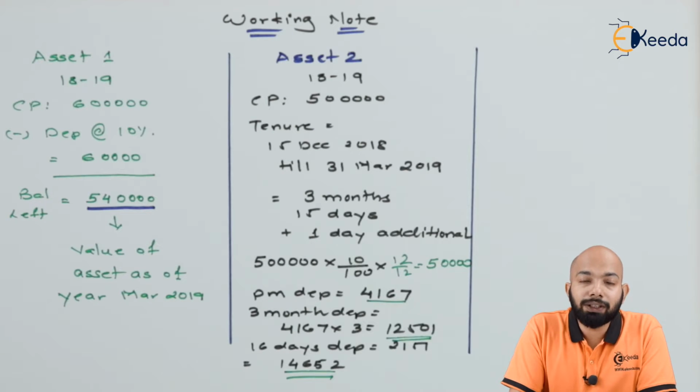Now the value of this specific asset will be 5 lakh, that is the cost of that specific asset, minus 14,652. This will be the value of asset number 2. Now let's go into the calculation of asset number 3.